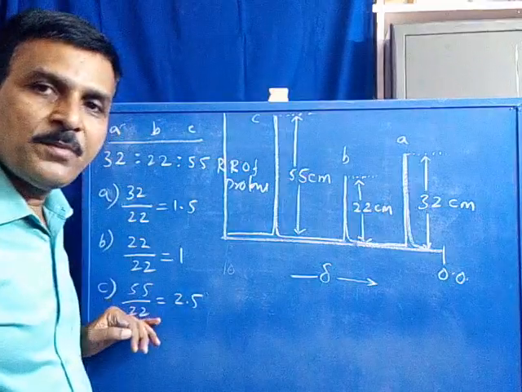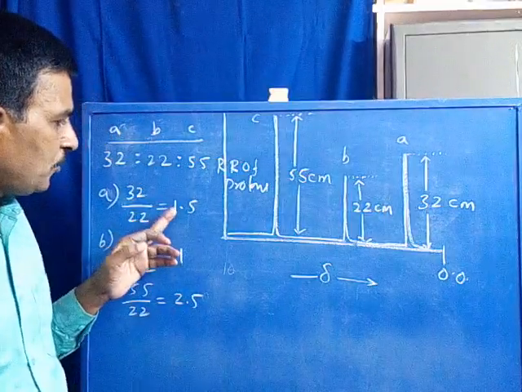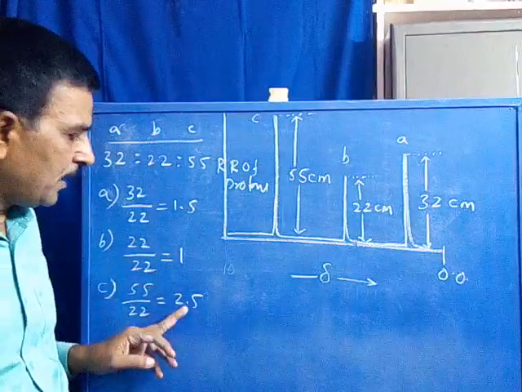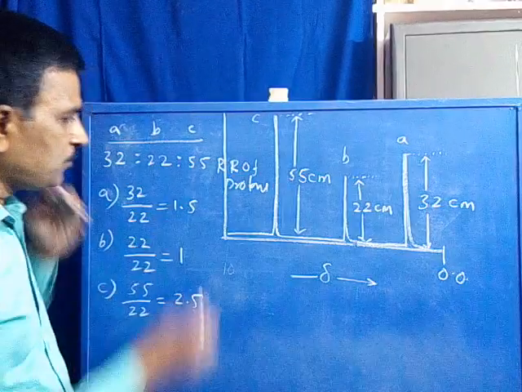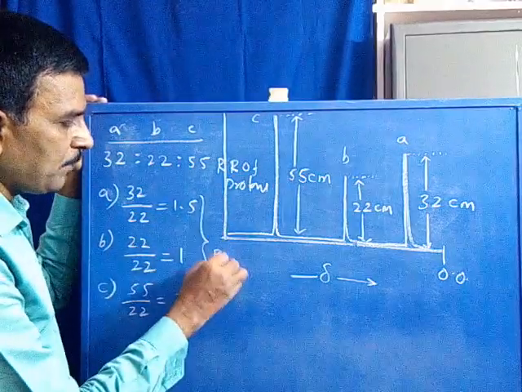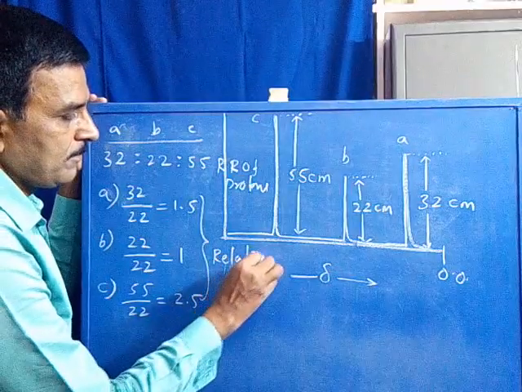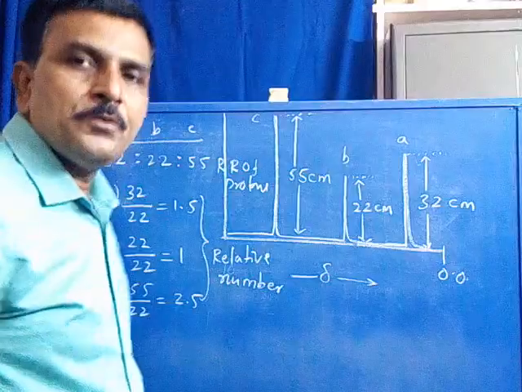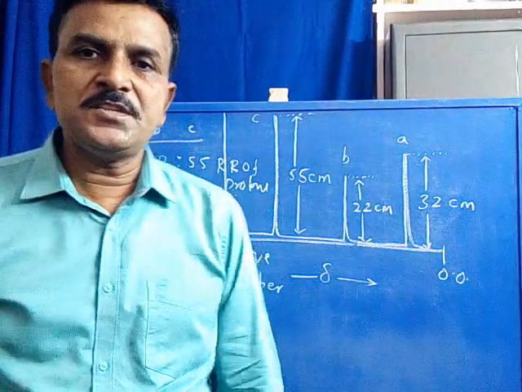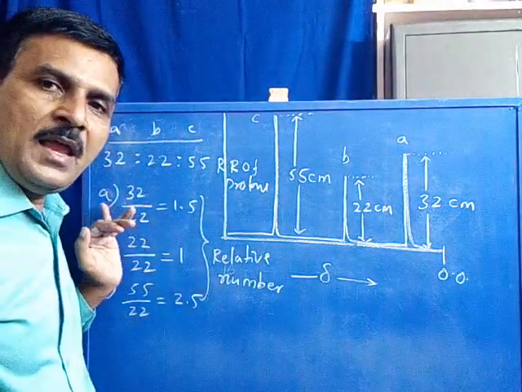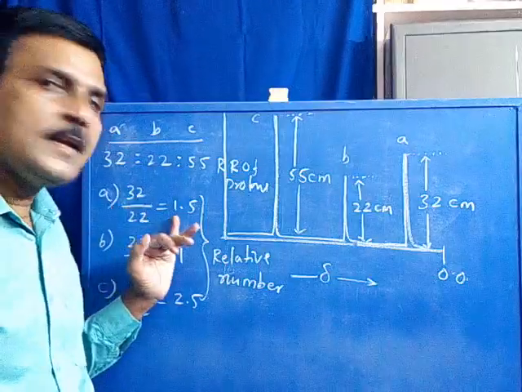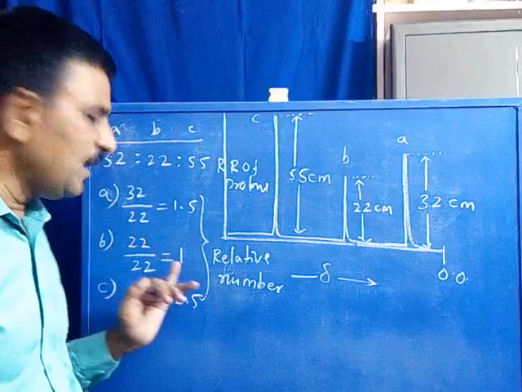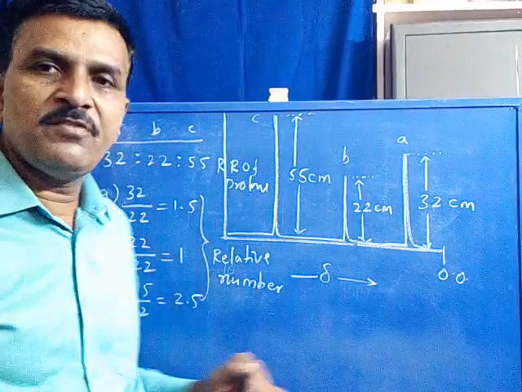So this is the second step of integration. So we have 1.5, 1 and 2.5. These values are called the relative number of protons present in each set. Now for A set of protons, the relative number is 1.5. For B it is 1. For C it is 2.5.